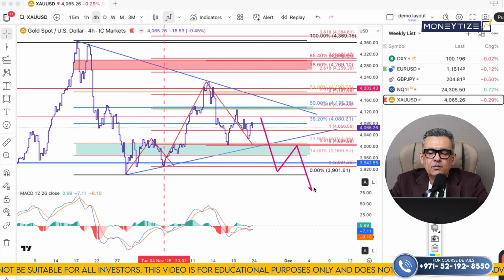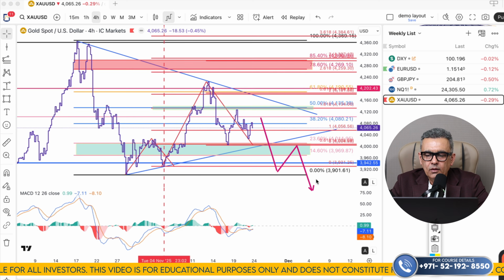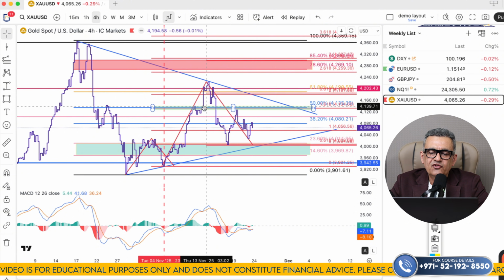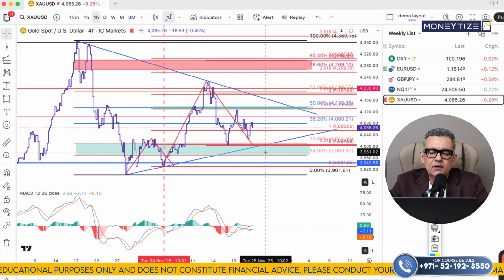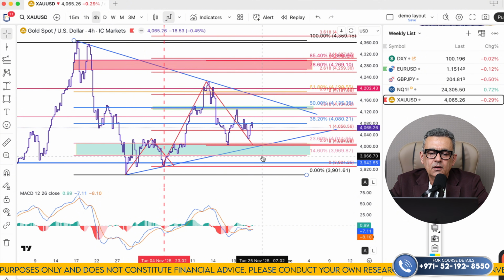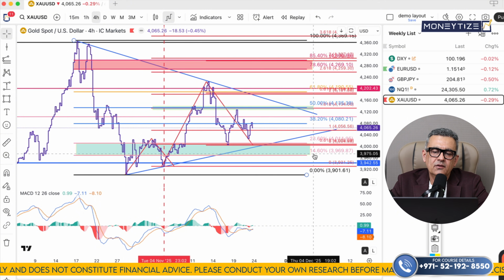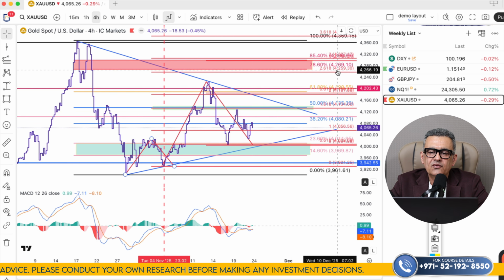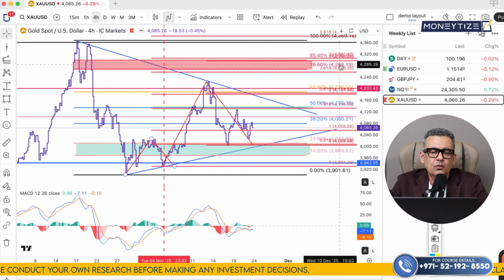So in short, I'm not keen to short gold. I'm looking for buying opportunities only. My first target is 4135 as long as it remains above 4011 or a deeper level at 3970. My second target is 4180 to 4190. And my third target is 4259 to 4269.